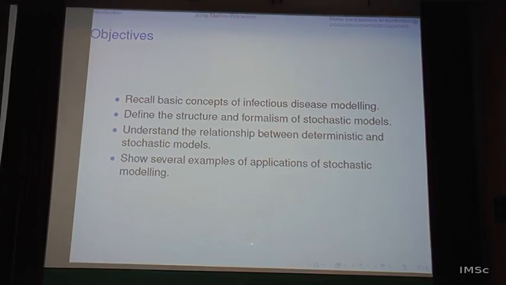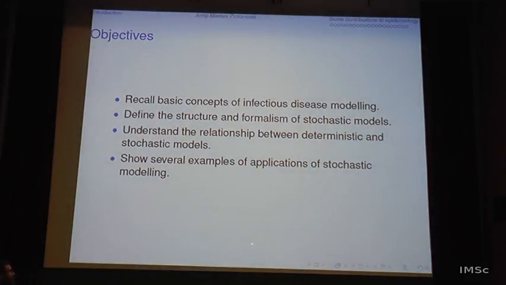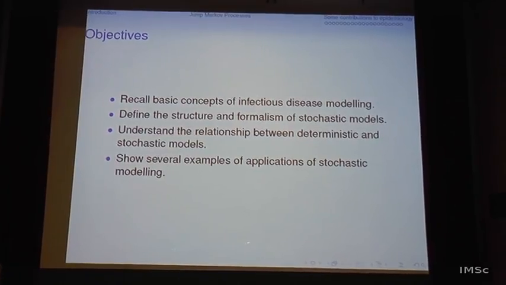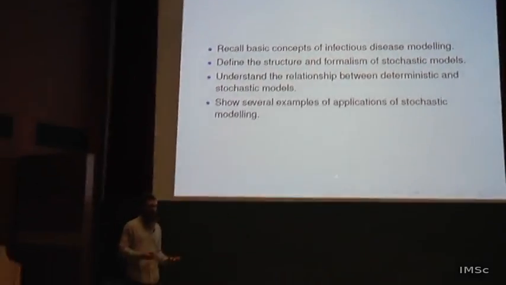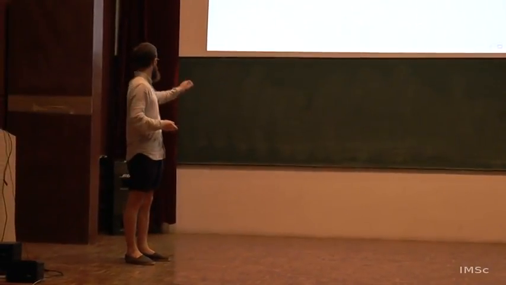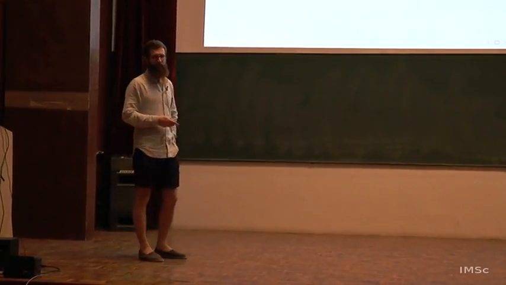Then I will formally define the structure of stochastic models. So this formalism will enable us to understand the relationship between deterministic models and stochastic models. And then I will show several examples of application of stochastic models. So that means things that you cannot do with deterministic models. And if I have time, I will do a bit of drawing. And I have everything, so that's fine.